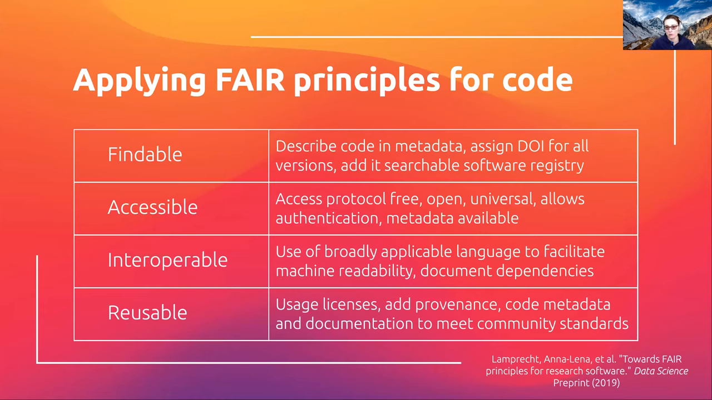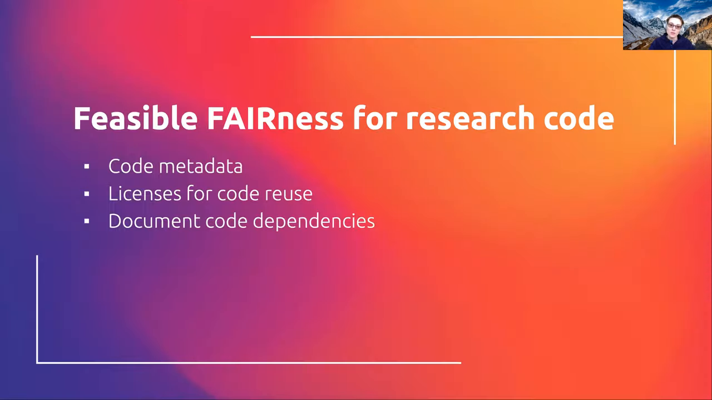Again, we want to describe code in metadata, assign DOIs, and then enable free and open universal protocols, authentication if need be, and make data available. We also want to use broadly applicable languages that people can reuse, and document dependencies of the code so that it can be rerunnable. And again, licenses and provenance should be documented. So that is according to this more recent paper, toward FAIR principles for research code.